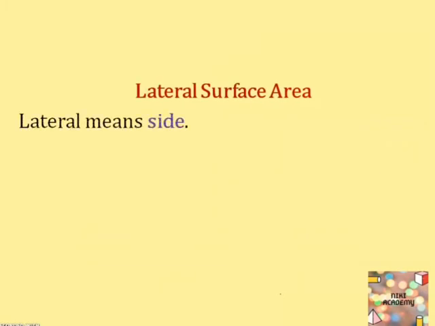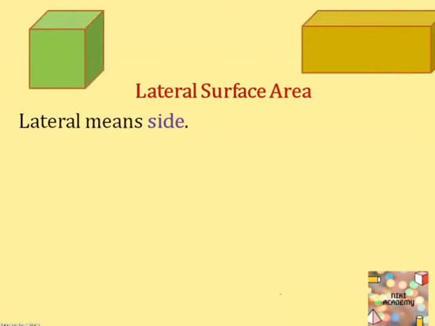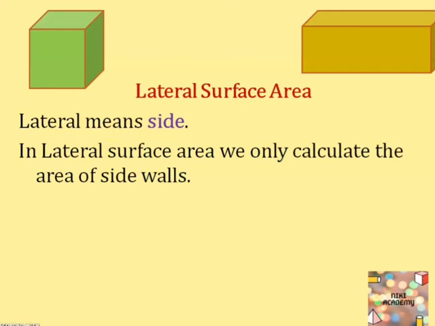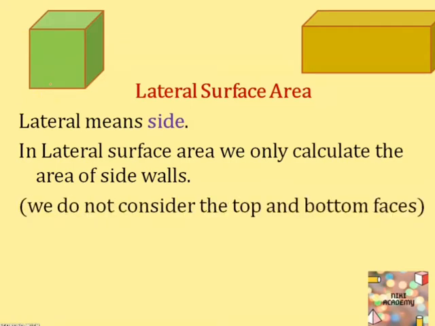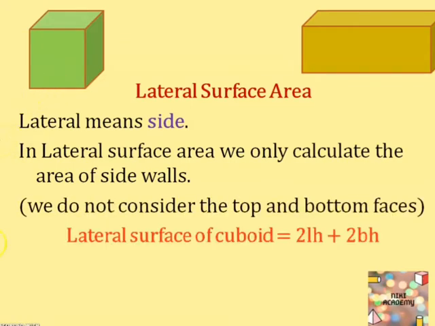Okay. Now we are going to find the lateral surface area of the cube and cuboid. Lateral means side. So for a cube and cuboid, the lateral surface area is the area of the side walls. So we are going to calculate only the area of the side walls. That is, we are going to find the area of the 4 side walls and leave the top and the bottom faces. So the lateral surface area of the cuboid equals 2LH plus 2BH. We are leaving the top and bottom faces and adding the other 4 faces.